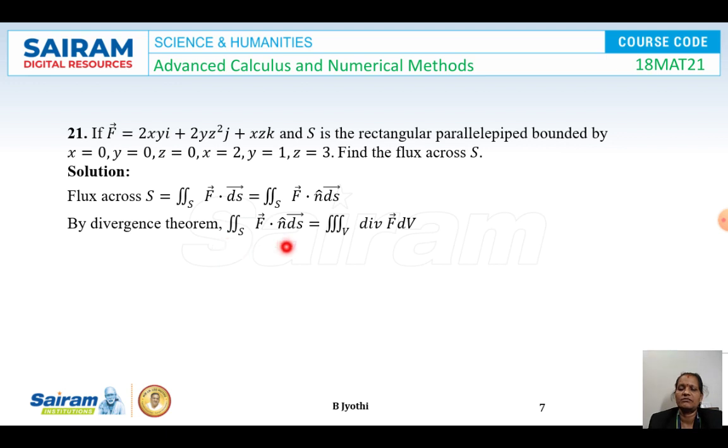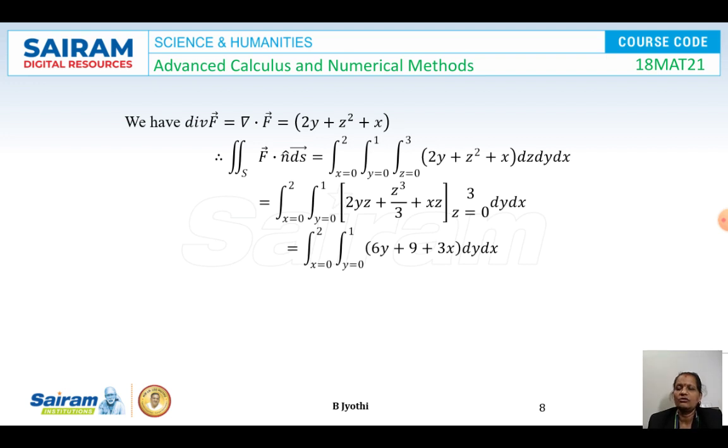By divergence theorem, the double integral of f dot n cap ds is given by triple integral of div f. So we have div f is equal to del dot f, that is given by 2y plus z square plus x. Therefore, double integral over S of f dot n cap ds is equal to integral x is equal to 0 to 2, y is equal to 0 to 1, and z is equal to 0 to 3 of 2y plus z square plus x, dz dy dx.